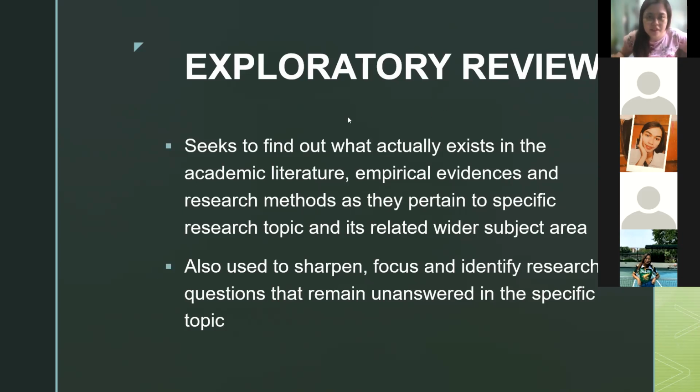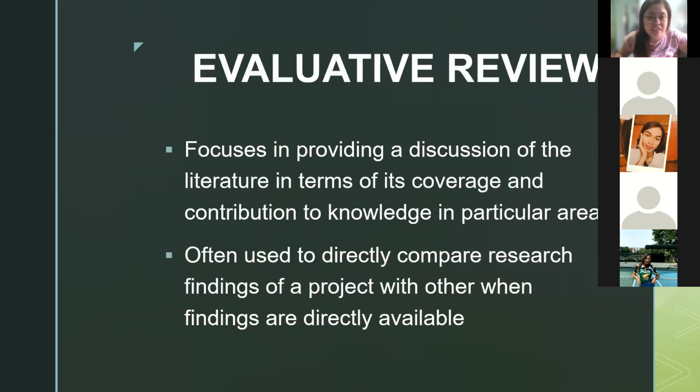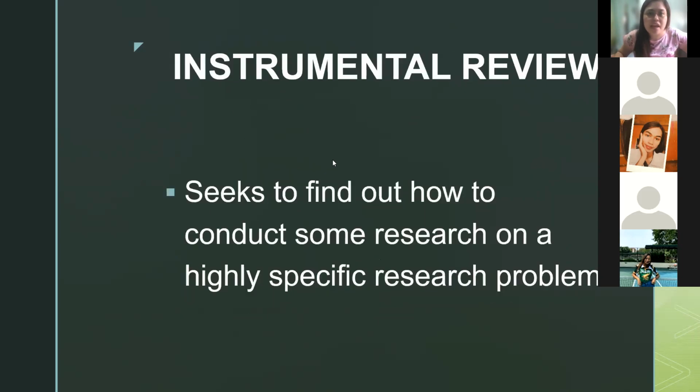We are looking for more information about our topic. Now, in the methodology section, we actually do instrumental review. We will be looking for sources of the methodologies that we can adapt in our own research. So again, our research paper actually is a combination of all these types of literature review. We can do evaluative, we can do exploratory, especially when we are doing the introduction. We are doing actually exploratory review. We are looking for information about our topic. And when we do our methodology section, we will be doing instrumental review. So how this research is being conducted, that is what we look for in instrumental review.